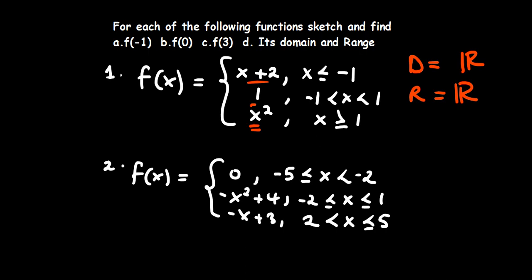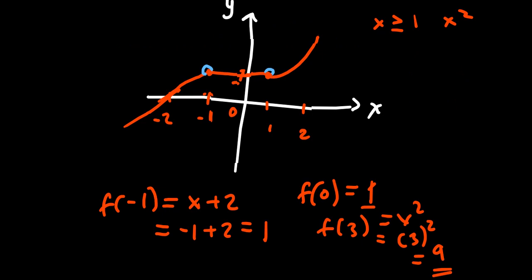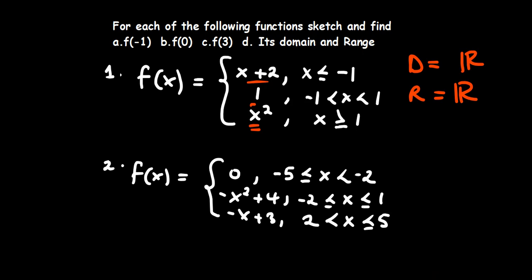Now let us answer the second question. So how do we do the second question? For the second question, our piecewise function, as you can see here, is 0 between these points, -5 less than or equal to x, then we have -x squared plus 4, and then x plus 4 on those points. So how do we do the first one?